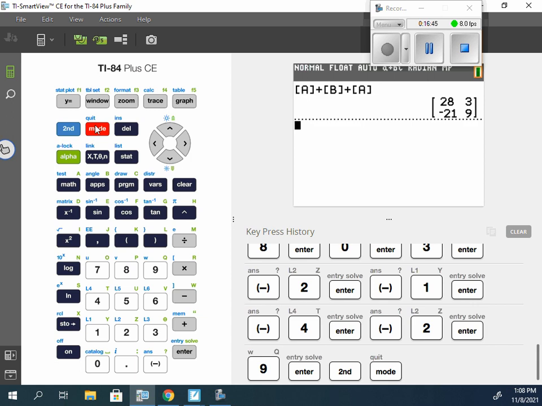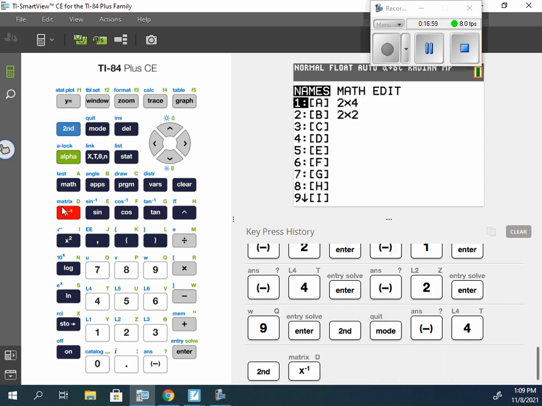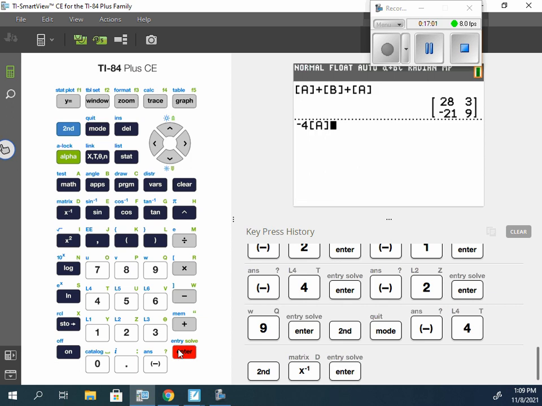Now we're wanting to find negative 4 times t, yes? Well, we'll start out with what? Negative 4. Now we need matrix t. Well, we define it as what? Matrix A. So we can go second, matrix, and enter. We'll pull up matrix A, the one we put it in, yes? Then we just need to do what?